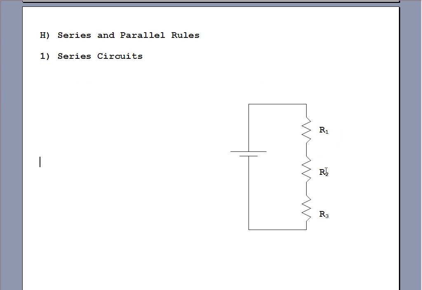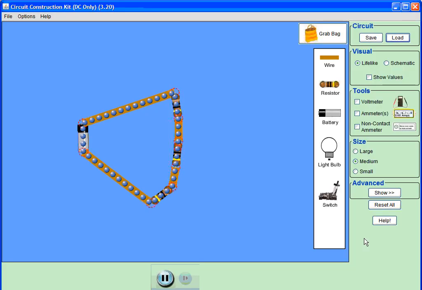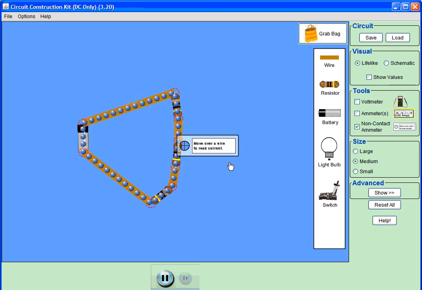Okay, next page here, let's talk about the difference between series circuits and parallel circuits. Here's a nice little series circuit, and I'm going to simulate that one as well, just to try to see what's actually going on with the story here. So I've got some resistors that are in a nice little series circuit, and if I check out the current, I find that the current is the same everywhere. 2.5 amps, always 2.5 amps.